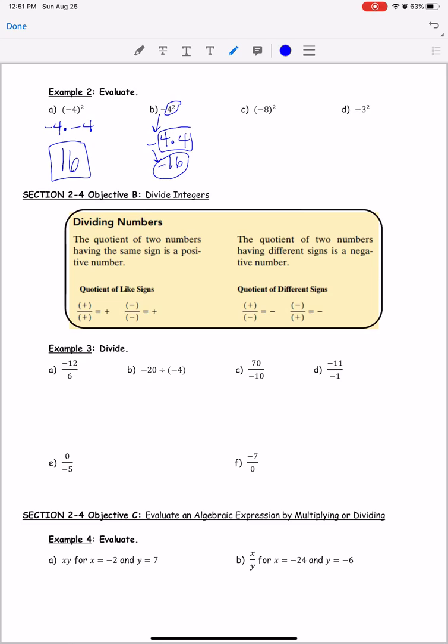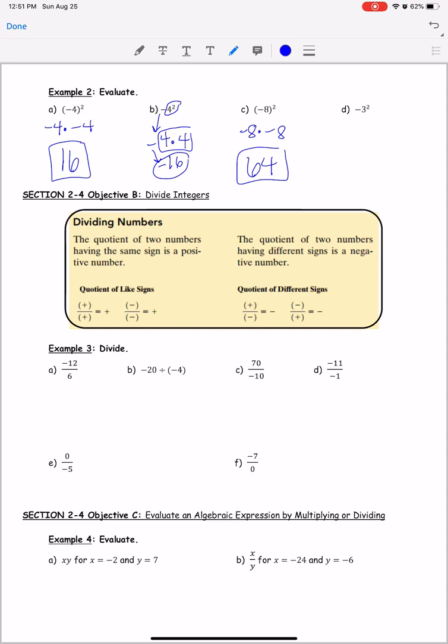Okay, on C, you've got -8 in parentheses squared. These parentheses include that negative. So now we have -8 times -8. Negative times negative is positive, and 8 times 8 is 64. So my answer is positive 64.